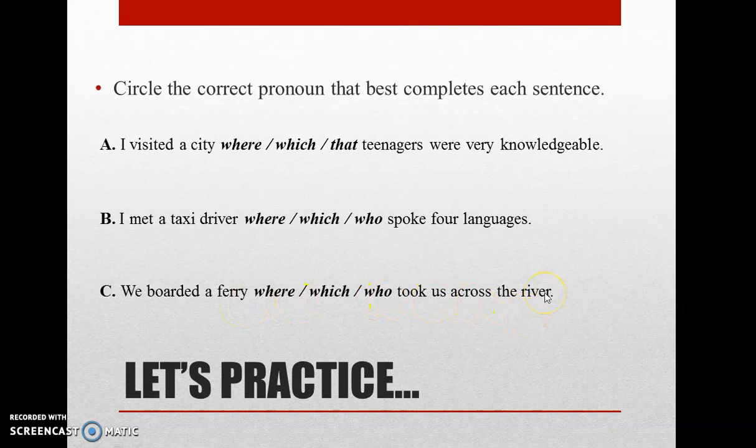Okay, let's check that. So what about A? In this case, I visited a city. Yes, teenagers were very knowledgeable. Okay, so what do you think? If you were thinking about where, you were totally right, my friends. Very good, because we are talking about a place. What about B? I met a taxi driver, spoke 4 languages. Okay, taxi driver, people, person. So what do you think? Who? Perfect. That's it.